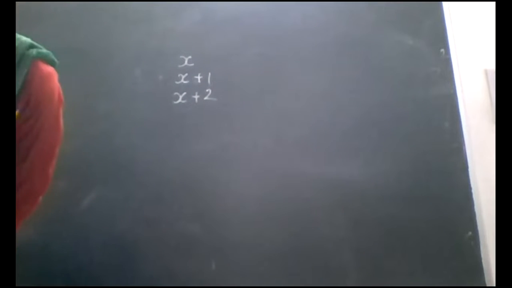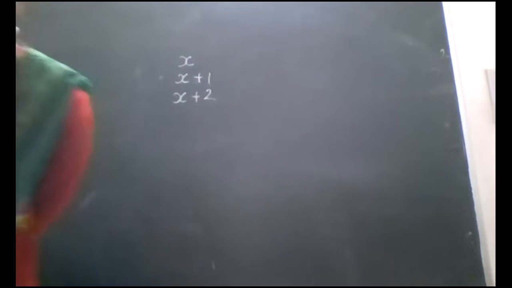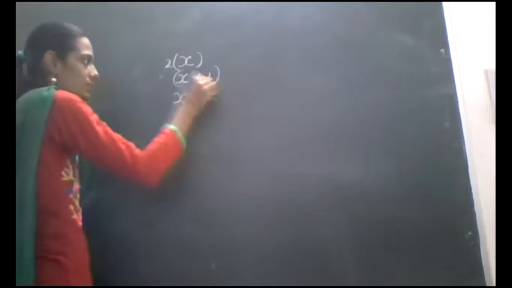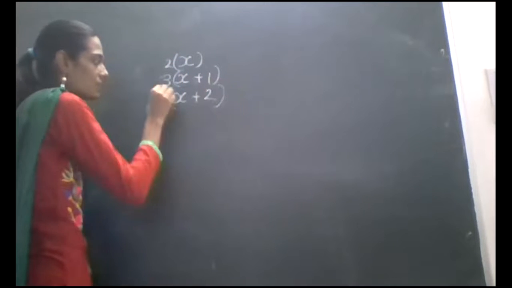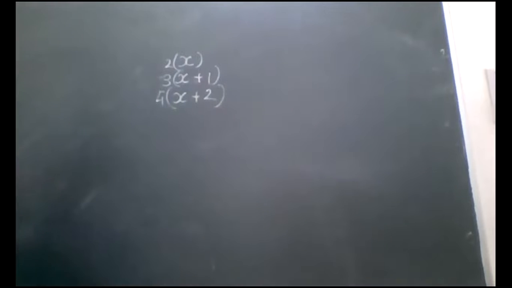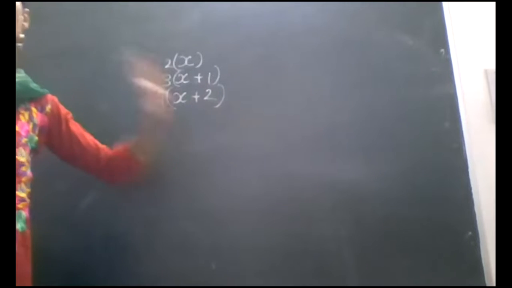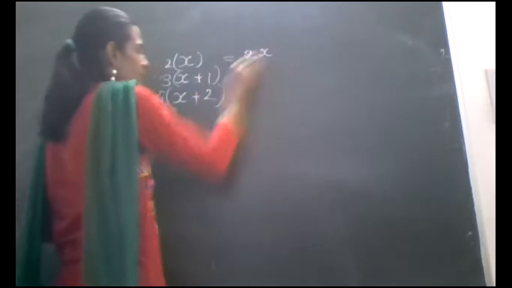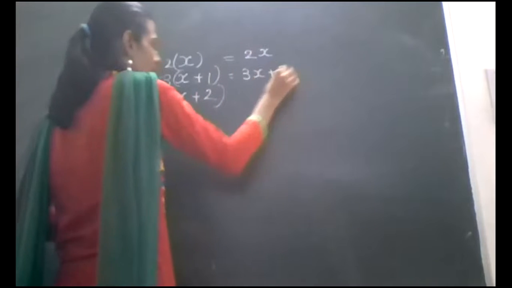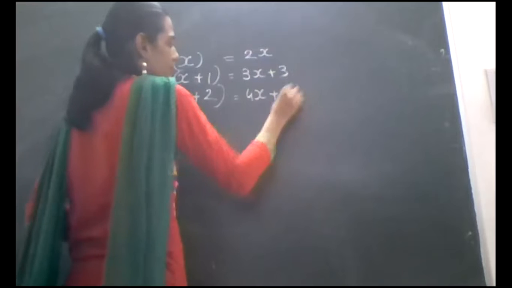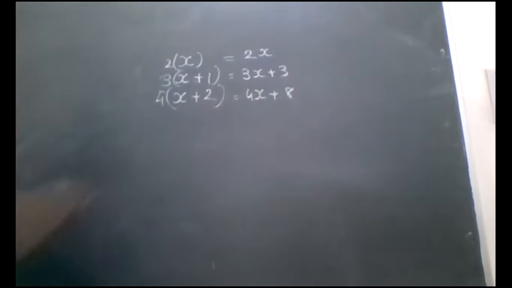Now the numbers are taken in increasing order and multiplied by 2, 3 and 4. So the first consecutive number is multiplied by 2, the second consecutive is multiplied by 3 and the third consecutive is multiplied by 4. Now they add up and give you 74. You have to add all three and you will get 74. So what will become? You can add here 2x, here 3x plus 3 and here 4x plus 8.